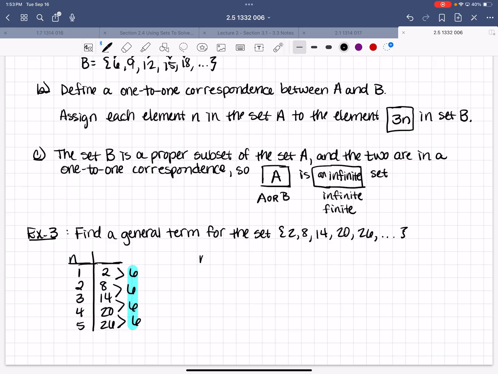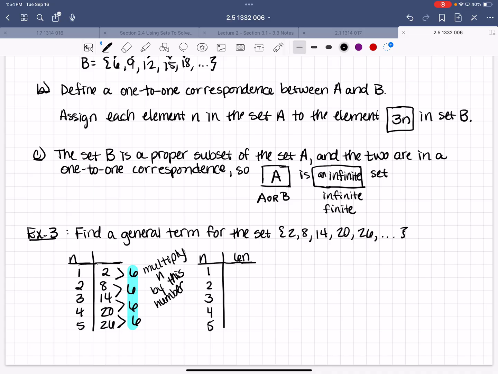So we go over here, and we make another table. And our N stays the same, 1, 2, 3, 4, 5. And we're going to take that 6, that difference that you find, and that's what we're going to multiply by. Okay, so make yourself a little note. Multiply N by this number. If you get the same number all the way down, that 6, we're going to multiply by that number. Okay? So this is going to be 6N.